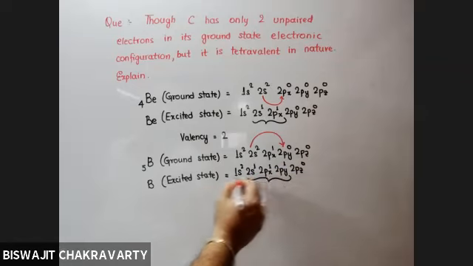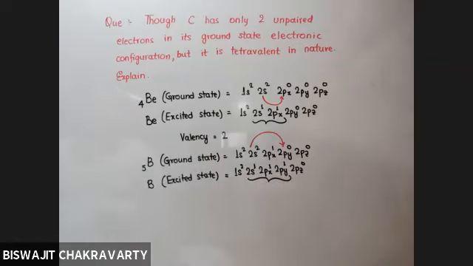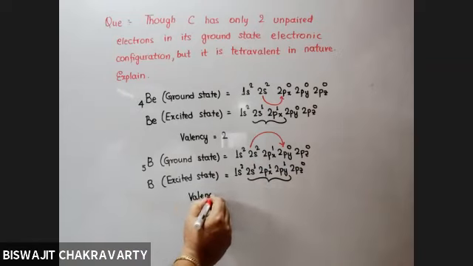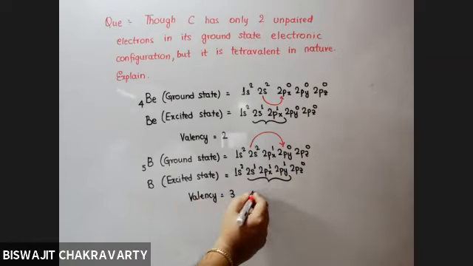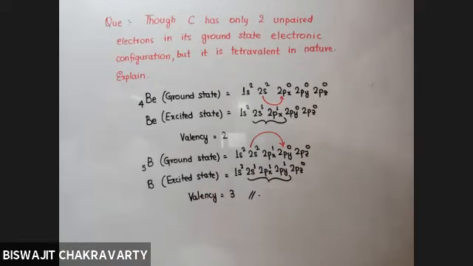Thereby making total of how many unpaired electrons? 3. The valency will be 3. I hope this is clear now. Yes, sir. Someone was asking, was not clear due to the internet problem. Now is it clear? Yes, sir. Okay.